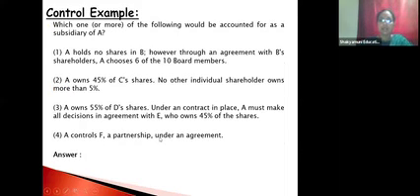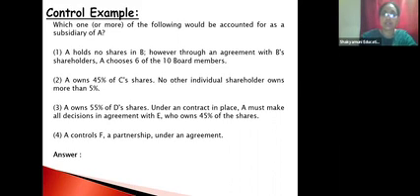Next, let us discuss one example of control. Which one or more of the following would be accounted for as subsidiary of A? So A has different investments in different companies. We have to evaluate who are the subsidiaries of A.